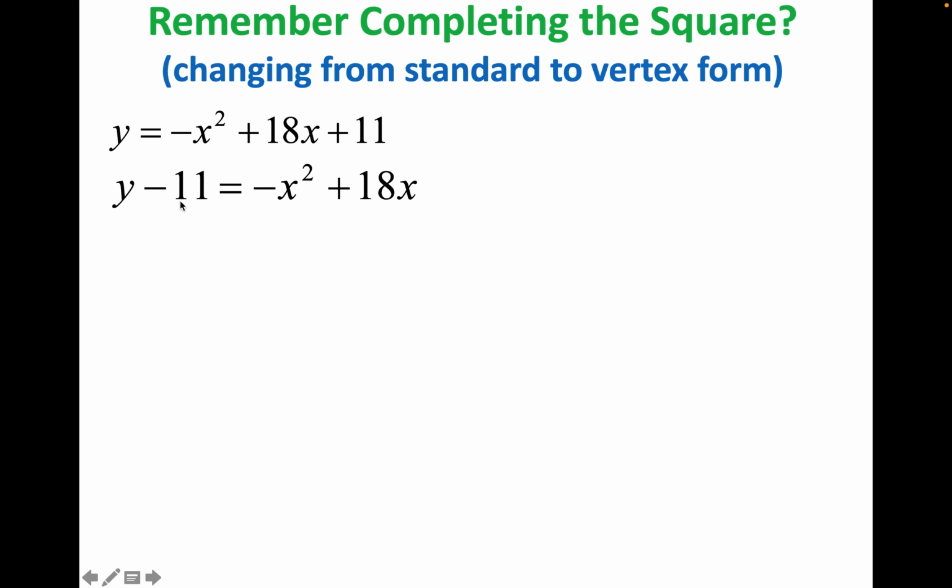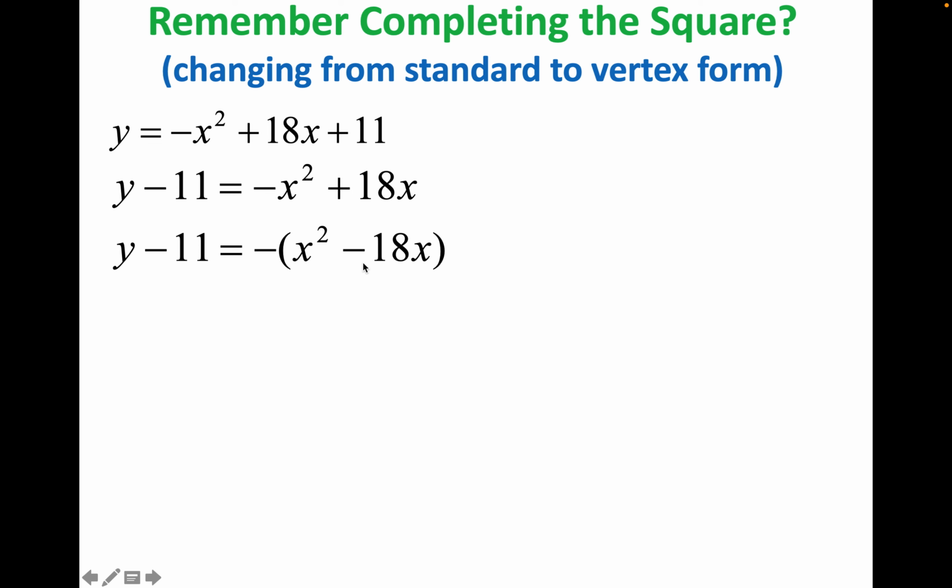Okay, again, move the 11 over. Now, since we have something other than 1 in front of x squared, we're going to factor that. So we're going to factor a -1 from both of these. So here I took that negative out, put parentheses in. This is x squared. This has to turn into negative 18x because if you multiplied back, you would be back at positive. So here I factored that out.